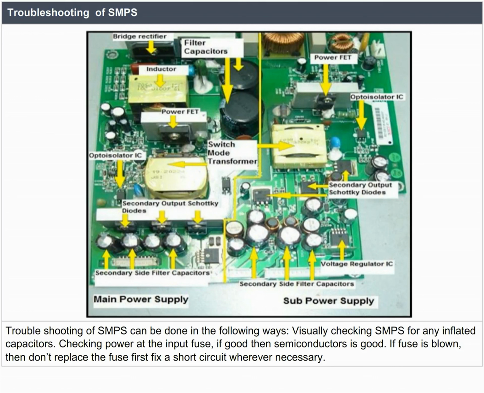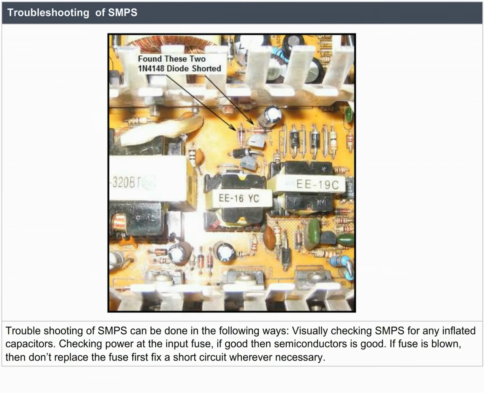Troubleshooting of ECPC. Troubleshooting of ECPC can be done in the following ways. Visually checking ECPC for any inflated capacitors. Checking power at the input fuse. If good, then semiconductors are good. If fuse is blown, then don't replace the fuse. First fix a short circuit wherever necessary.